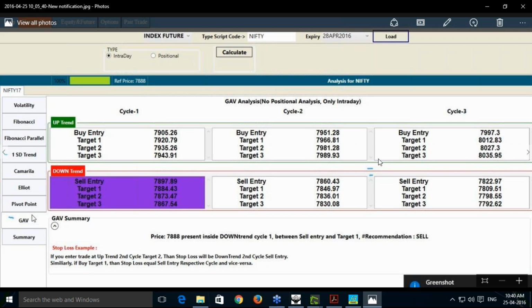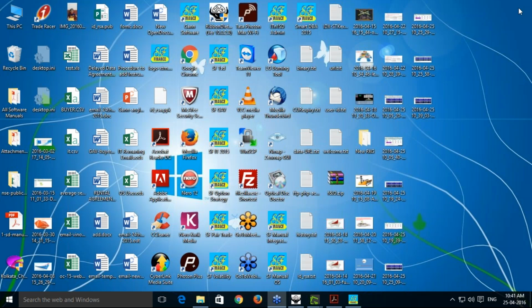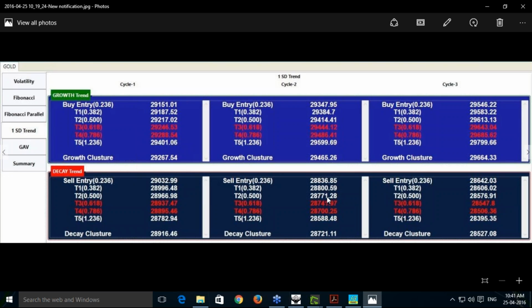GAV also gave similar things. In the first cycle you got an excellent target. It was recommended to sell when it was taken. The price was 88, so you are in between this range, the 67 range you have come to. So you have achieved the third target as per the GAV estimate. Though it was signaling a neutral trend, based on these two trends you have achieved this.